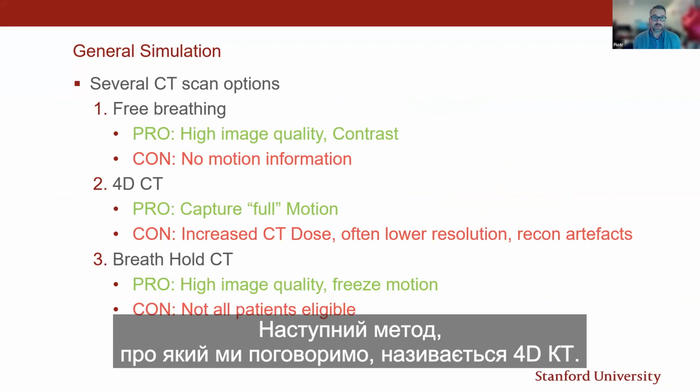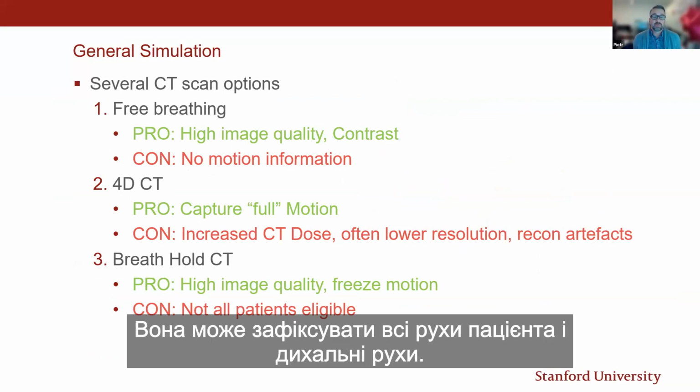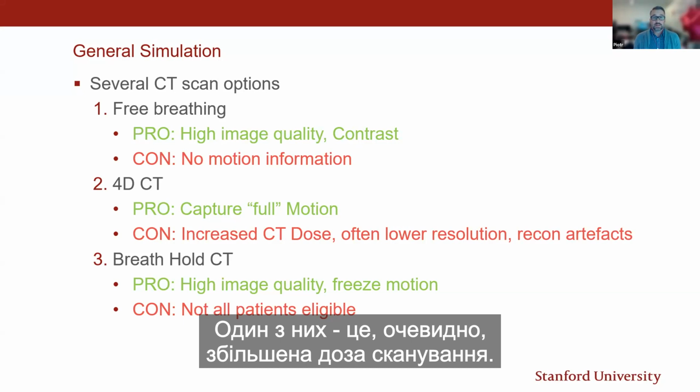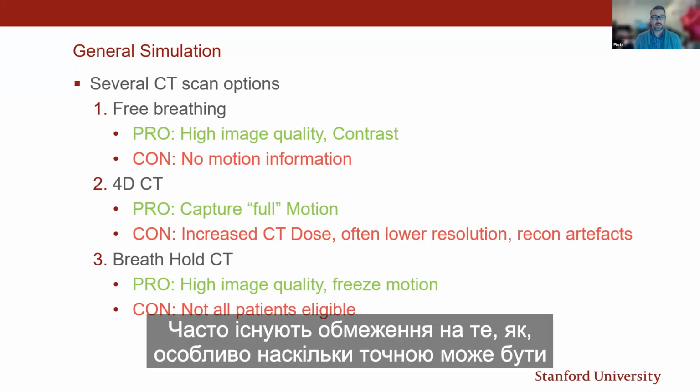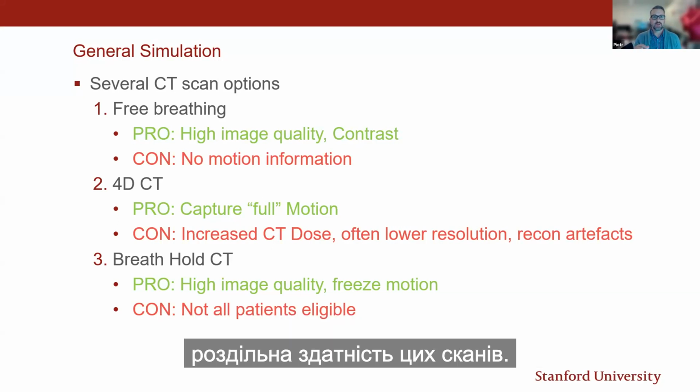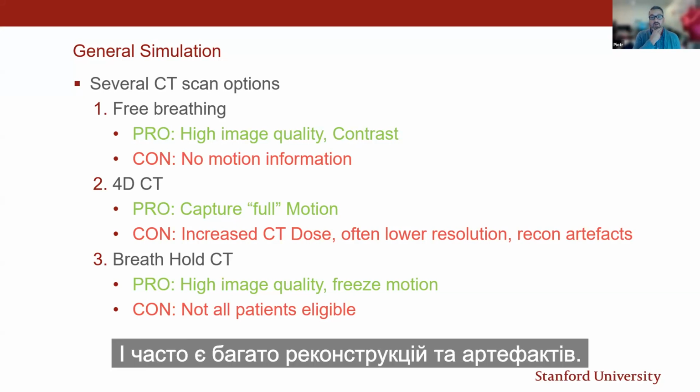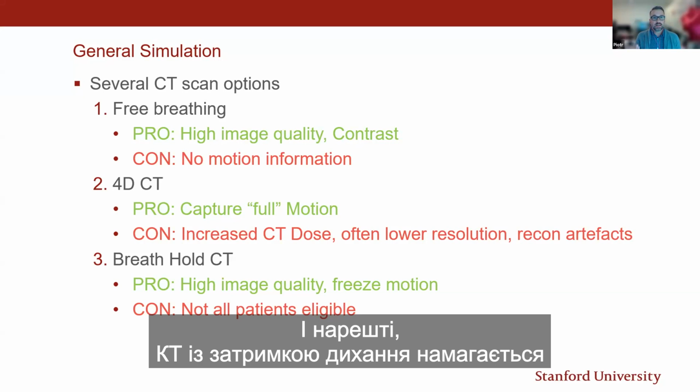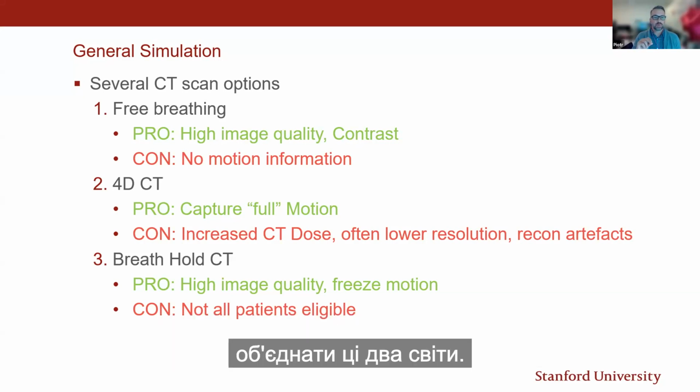It's called a 4D CT. This can capture the full motion of the patient and full respiratory motion. There are a couple of downsides. One is that there's obviously increased scanning dose. There are often limitations on how fine the spatial resolution can be on these scans, and there are often a lot of reconstruction artifacts.